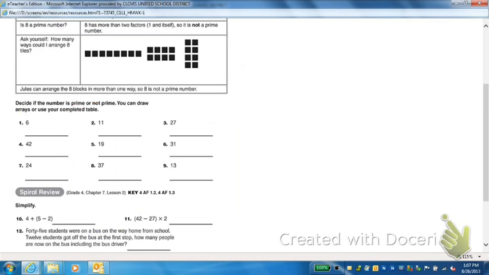Let's take a look at their homework. This is page 1. All we want to know is if the number is prime or composite. Now I know it's asking them to write prime or not prime. We don't want to use not prime. We want to use the words prime or composite. Those are the words they're going to see on tests, and I don't want them to get used to saying not prime.